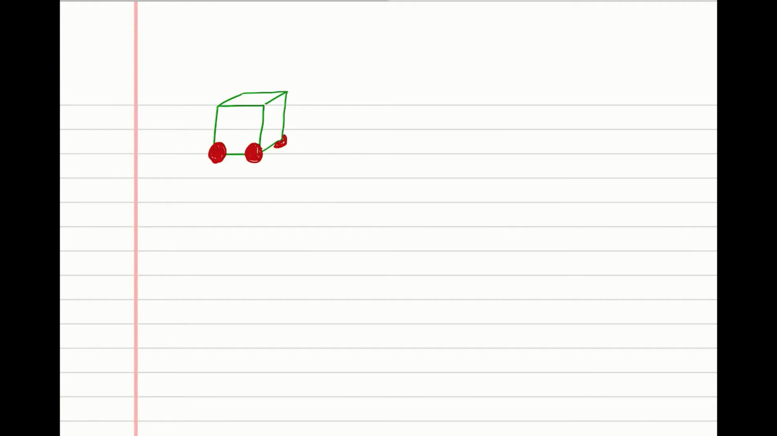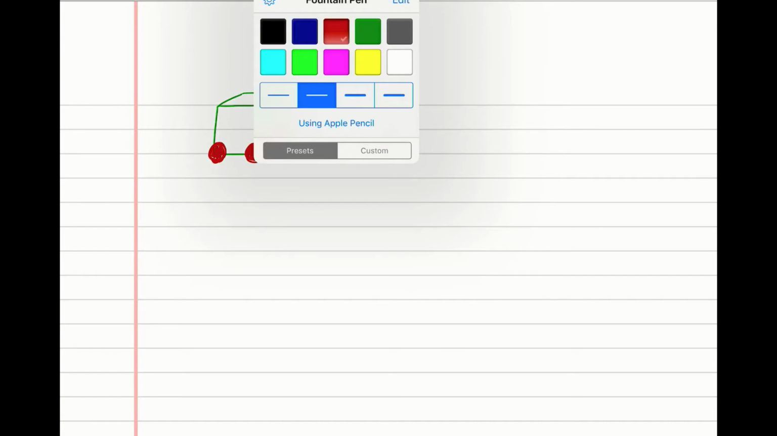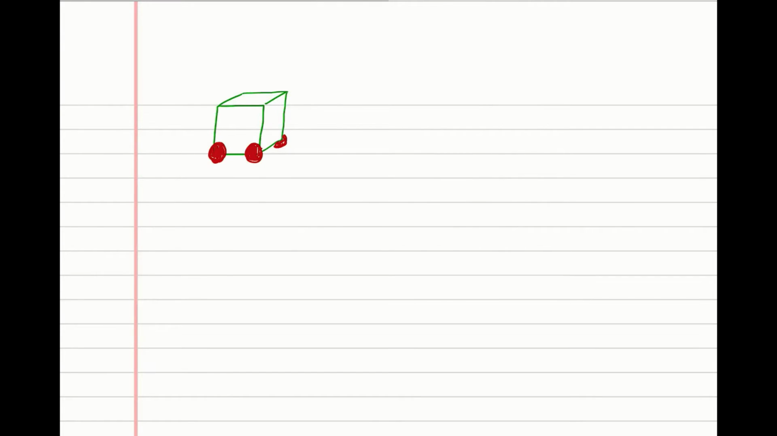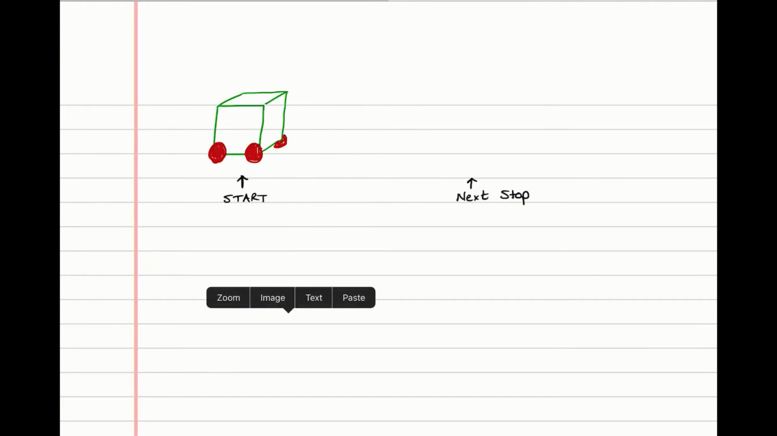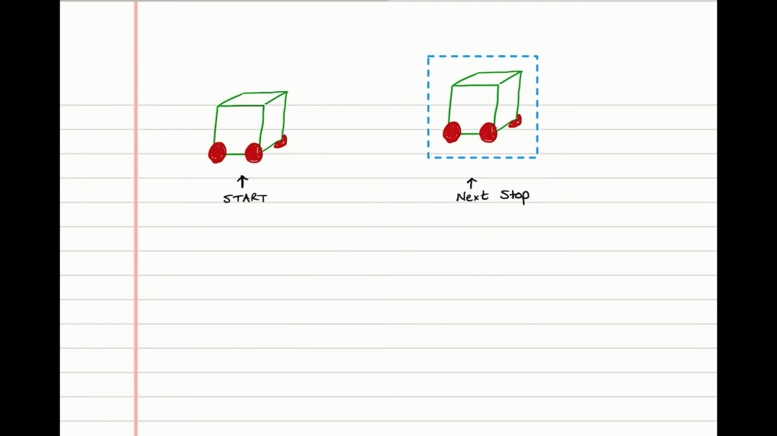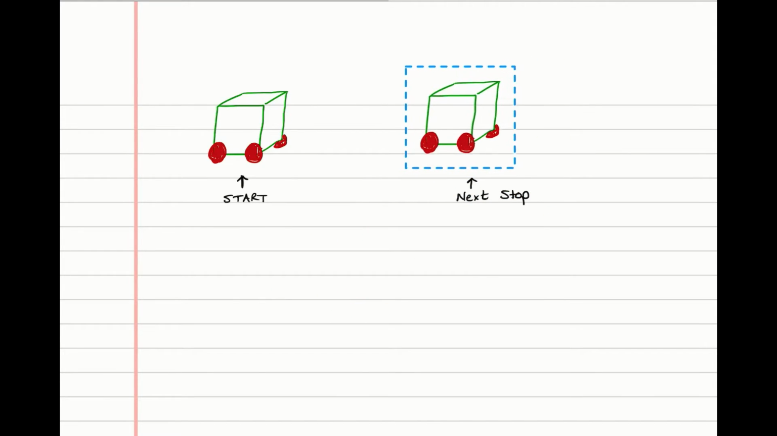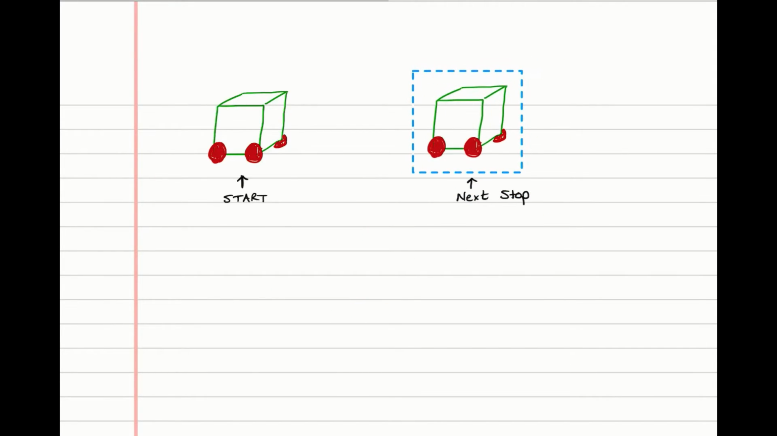Okay, that box is going to be traveling, so we're going to say it starts here, and it travels, let's say, to here, so we're going to call that the next stop. Here's the thing that's really tricky about this: when I'm measuring objects, I have to make sure that I'm measuring the same part of those objects each time.